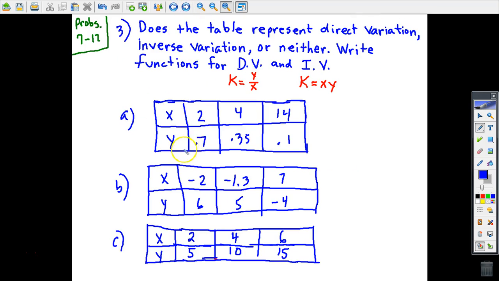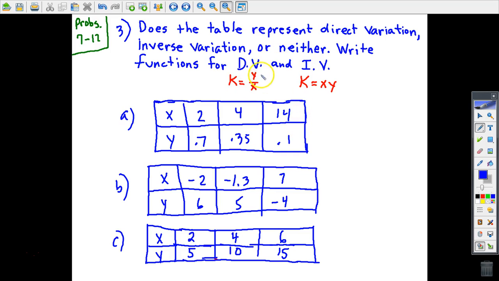Okay, problems 7 through 12, you're going to be given some tables, table of xy values, and it's going to be your job to identify the table as representing direct variation, inverse variation, or maybe neither. Okay, and then once you've come up with that determination, if it's direct variation or inverse, you're going to write the function. If it's neither, then there is no function to write.